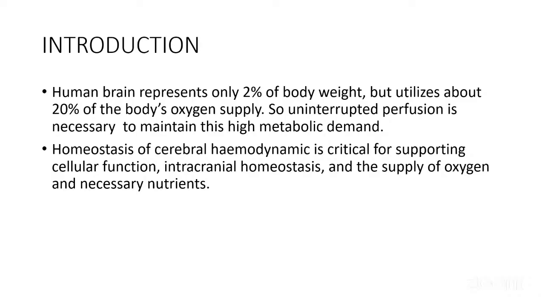We know the human brain represents only 2% of the body weight, but it utilizes almost 20% of the body's oxygen. It has a high metabolic demand. A continuous supply of oxygen and blood glucose is necessary for the metabolism of brain tissue. Even some minutes of interruption of oxygen, or hypoxia, or glucose can lead to severe permanent brain impairment. Homeostasis of cerebral hemodynamics is critical for supporting cellular function, intracranial homeostasis, and supply of oxygen and necessary nutrients.